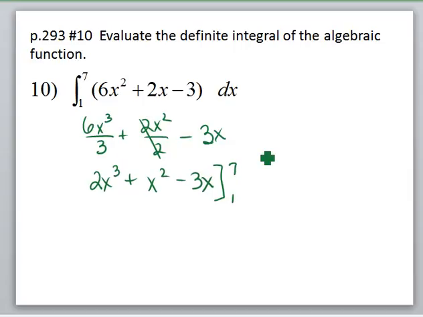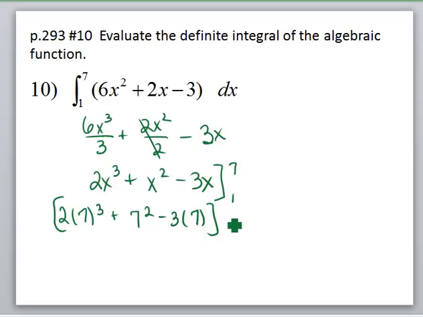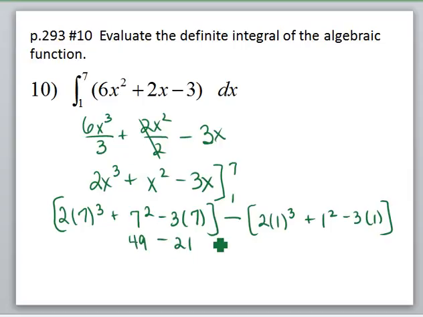Well, when I plug in, what I'm supposed to do is plug in b first, and then minus a. So we're going to have 2, and then I have 7 cubed, plus 7 squared, minus 3 times 7. This is all my first integral with the 7 plugged in. Then minus, you're supposed to do the same thing. Take the integral and plug in 1. Then you just simply figure out what each of those numbers are. I would simply put it in my calculator and let it compute. I can do a few of these pretty quickly.